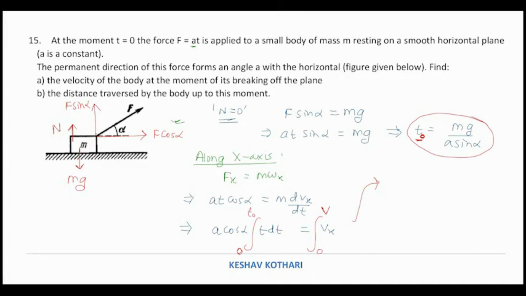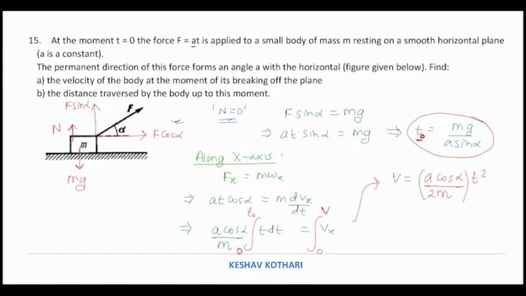Then we will put the value of t0 to get the velocity of the body at the moment of its breaking off the plane. The first expression is obtained by simply integrating this term, that is we get A cos alpha, and over here there will be a mass term as well, so by m, dividing by mass. So A cos alpha by m, and the integration of t is going to give us t square by 2. So this is the expression of velocity in terms of time t.